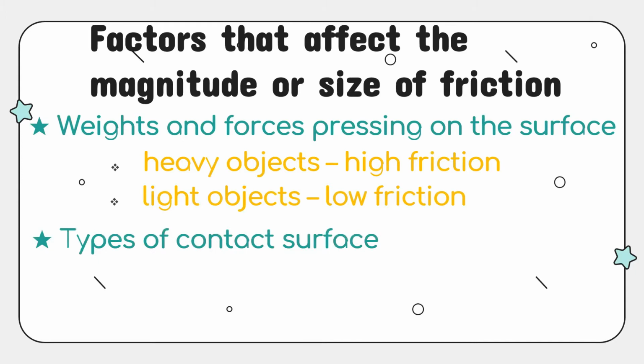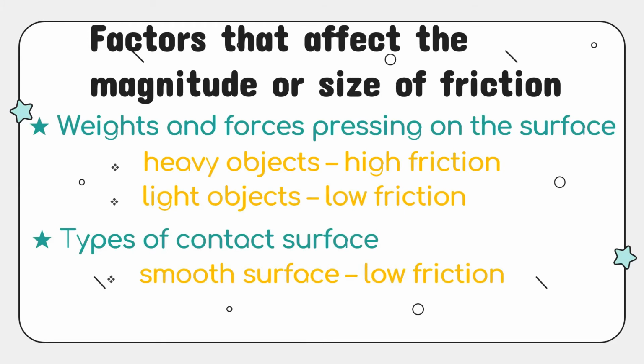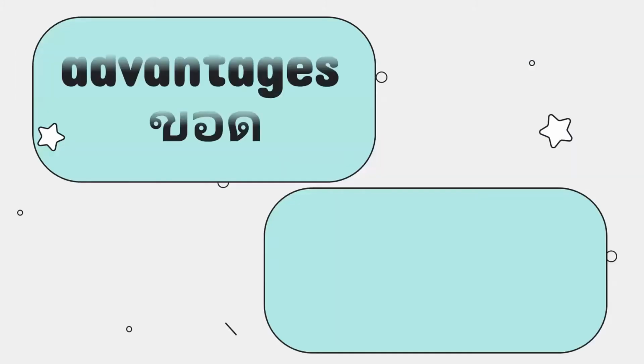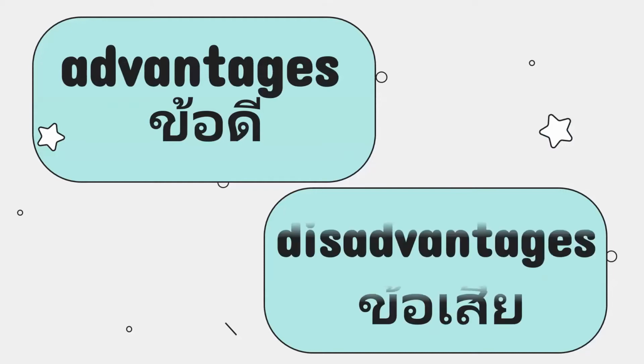Another factor is the type of contact surface, and we said that if the surface is smooth, there will be low friction, and if the surface is rough, there will be high friction. Now class, let's move on to the advantages and disadvantages of friction.